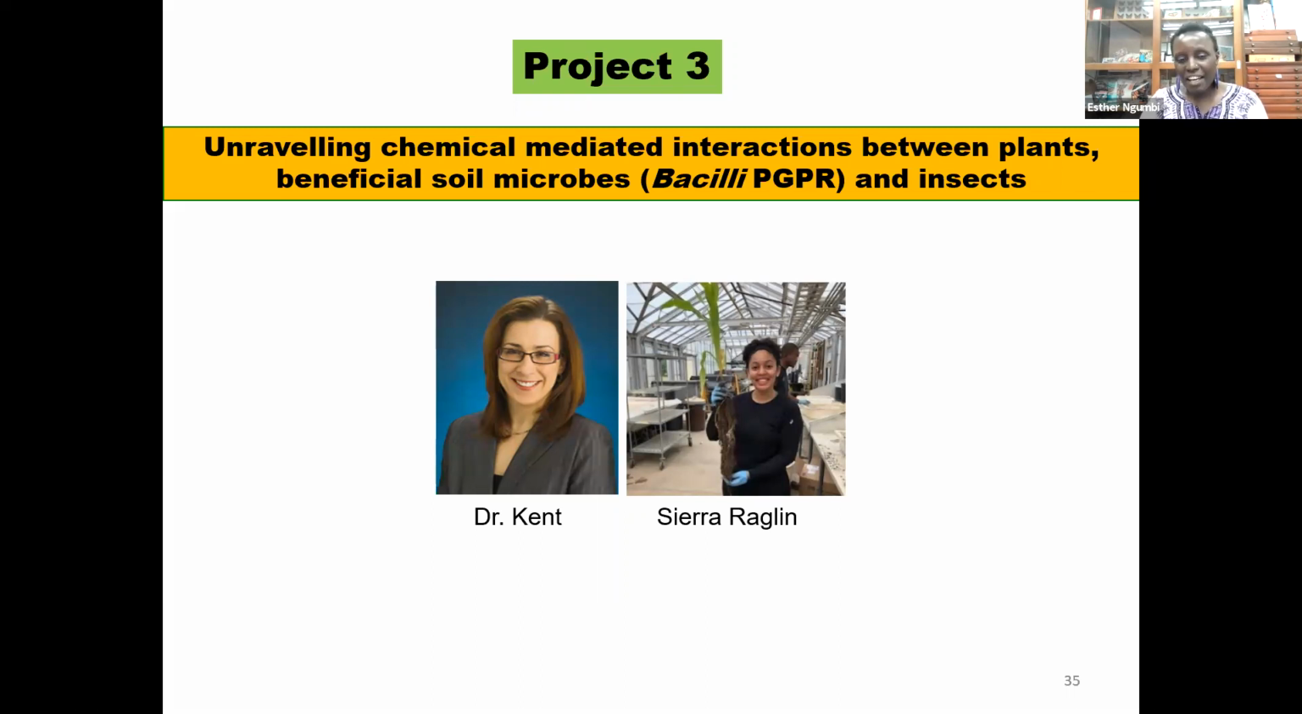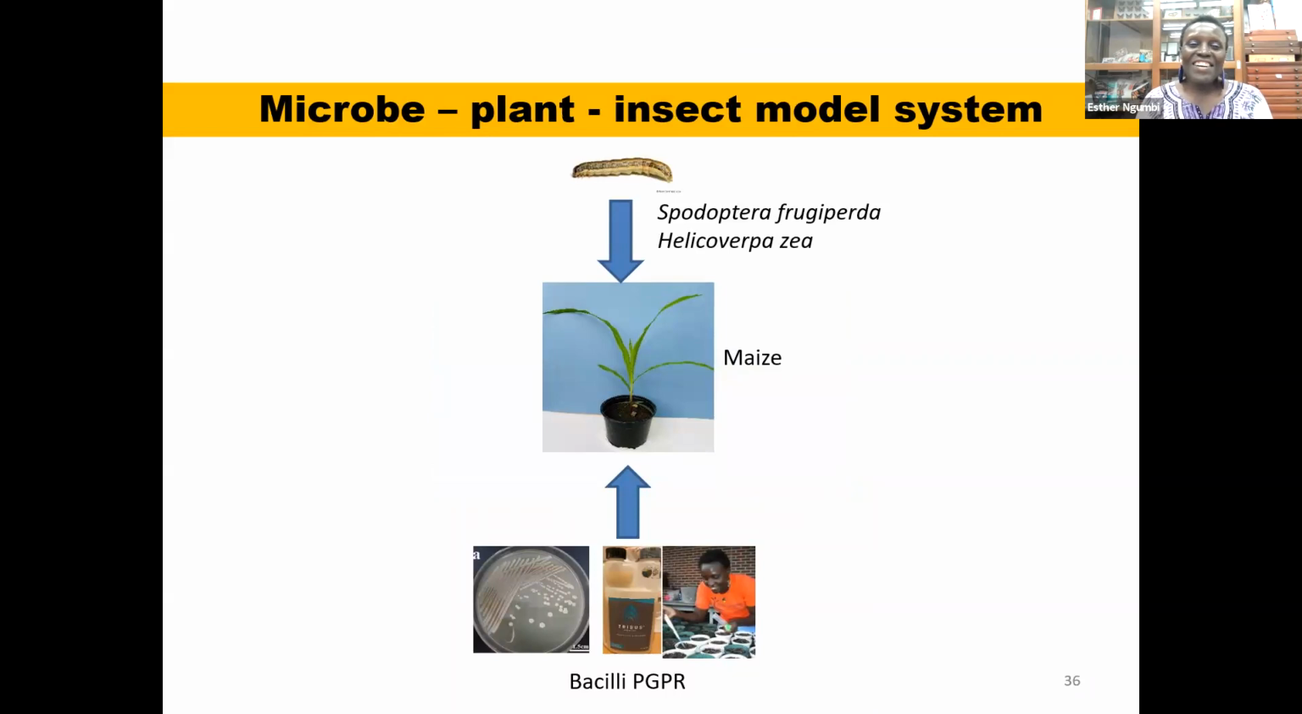My collaborator, Dr. Angela Kent, who is a professor here as well, a microbial ecologist, and Sierra Raglin, our PhD student, quite an amazing student. She was into microbes, and then finally I was able to introduce her into the world of insects, and she is doing well. So you can come over to the insect world. As I said here, we're working with Bacilli PGPR. Our model crop is maize, and our insect is Spodoptera frugiperda, also commonly known as the fall armyworm.